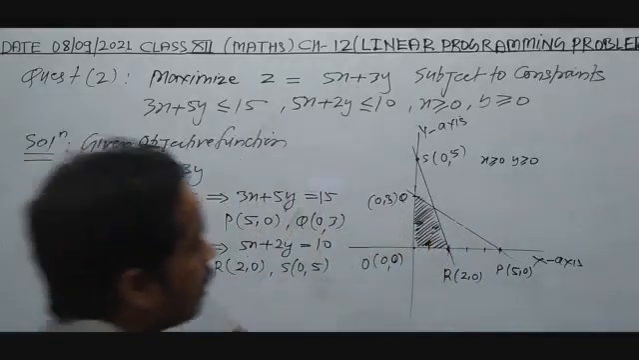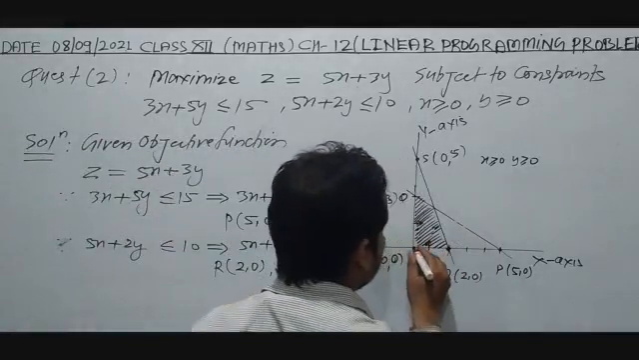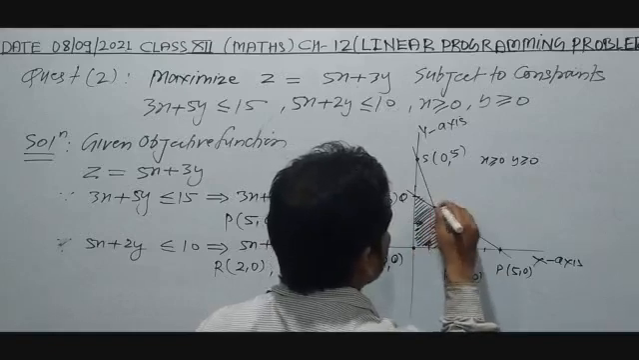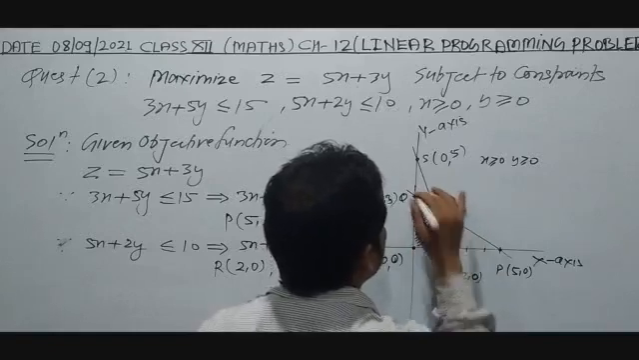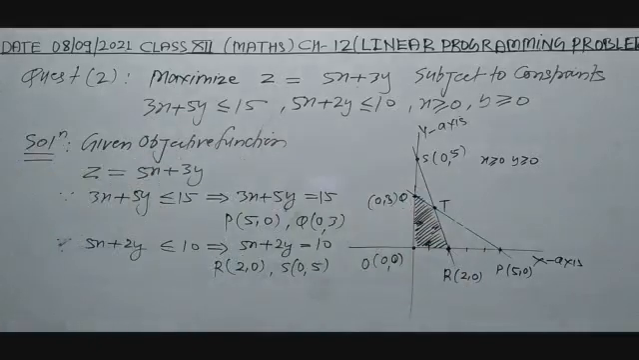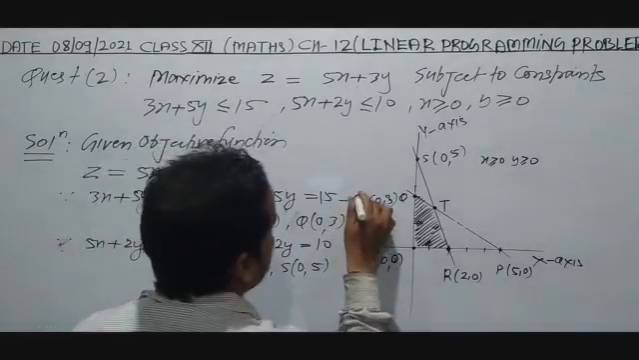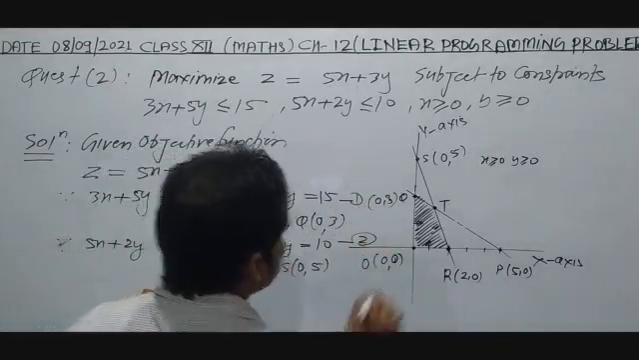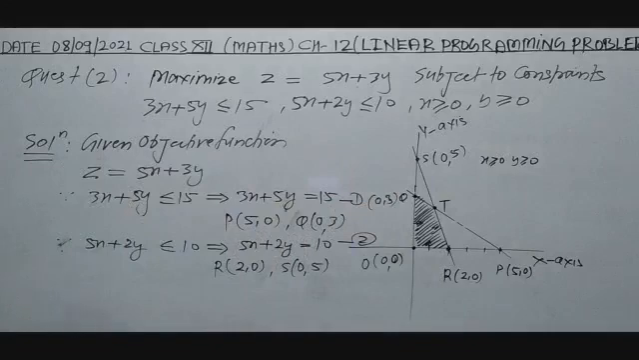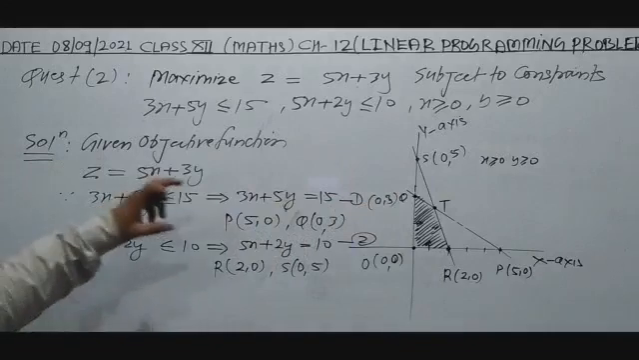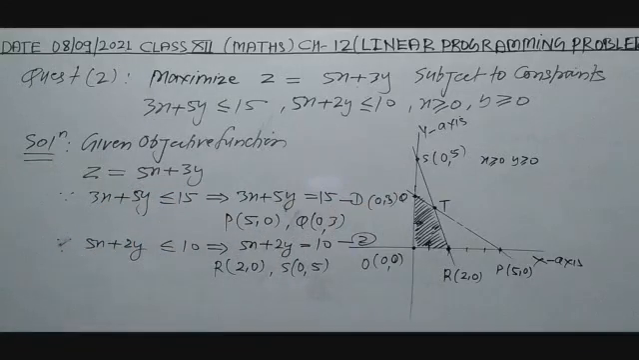Now this is the point R and this is the point O. Suppose this is the point T and this is point Q. So we have to find the T coordinates. With the help of simultaneous linear equations in two variables, 3x plus 5y is equal to 15 and 5x plus 2y is equal to 10, consider equation 1 and equation 2. Solving equations 1 and 2, you will get the intersection point. And what will be the intersection point?